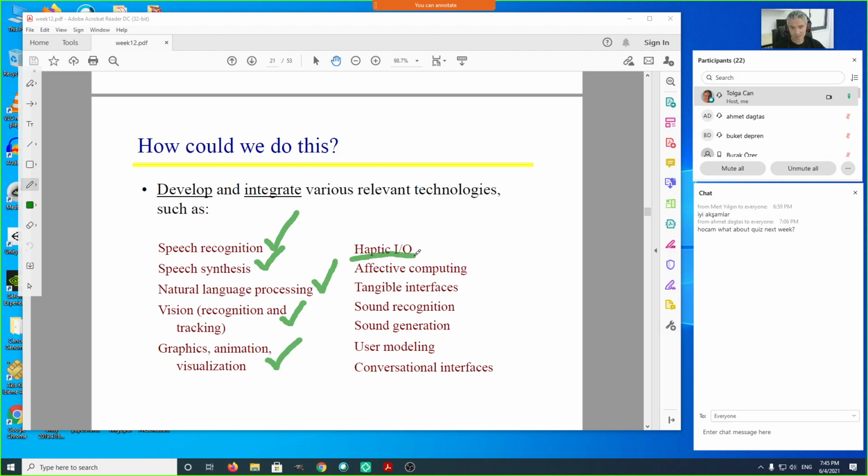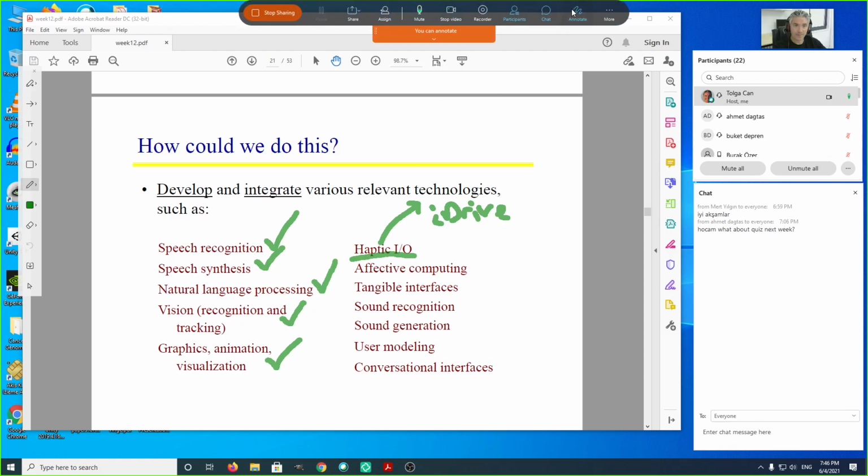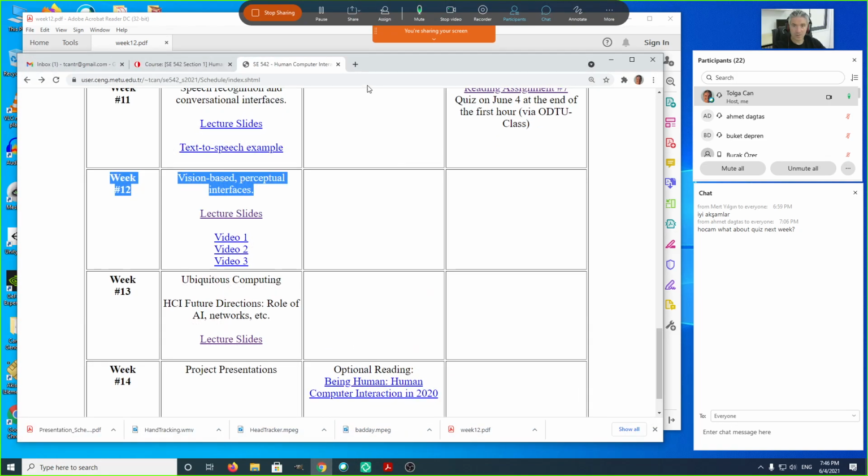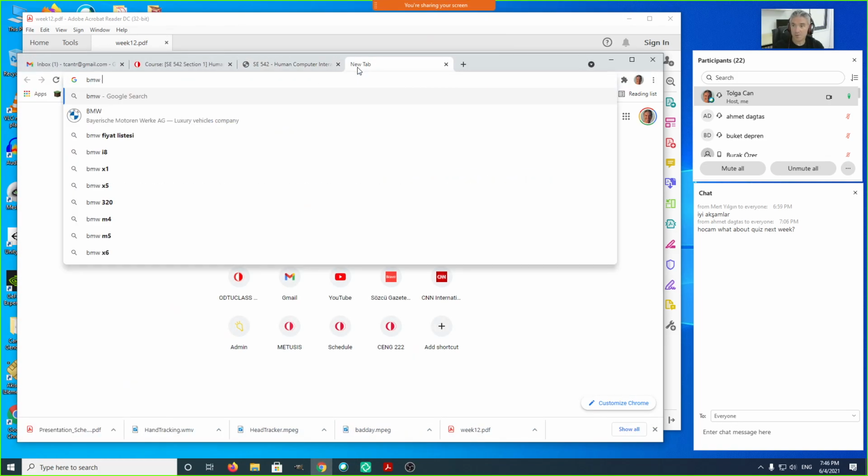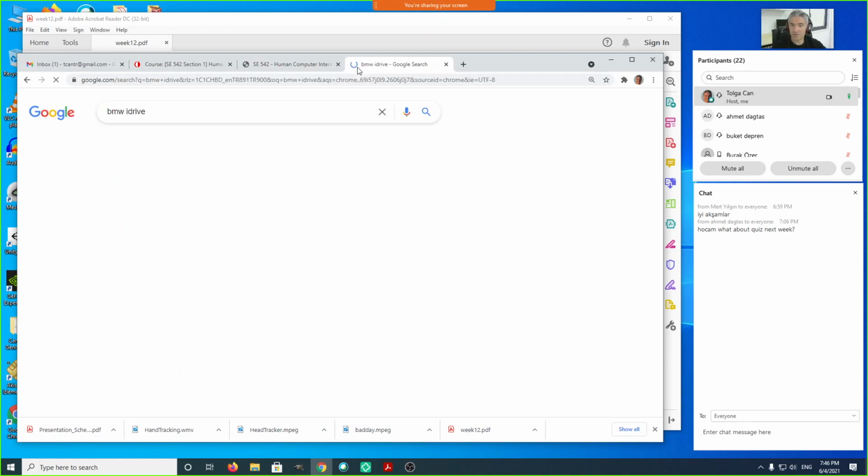I'm not an expert on haptic I/O, touch-based I/O, in which you also physically feel the buttons, for example, as physical objects. An example of a haptic interface was BMW's iDrive. I don't know if you're familiar with this. I haven't experienced it myself. Let's search for this on the web. BMW iDrive.